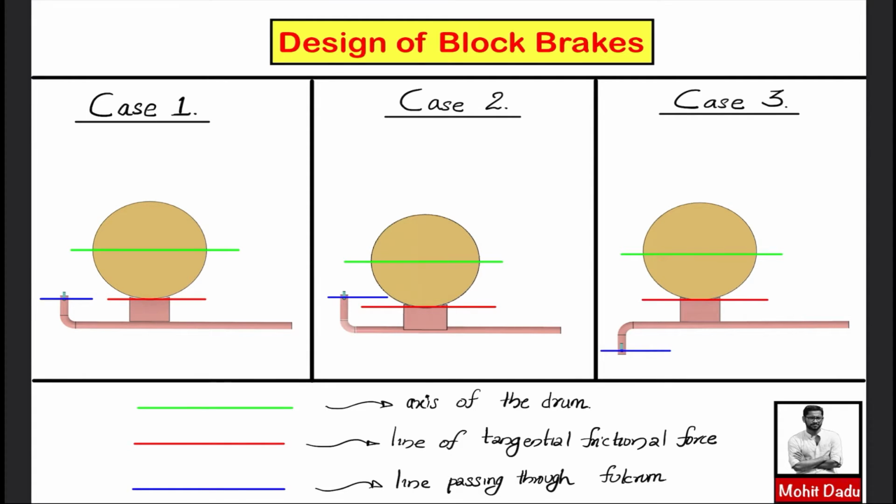In the second case, the line passing through the fulcrum, the blue line, comes in between the green and the red. And in the third one, the blue line comes outside of these two. So it is obvious, you can understand clearly from these representations. These are the different cases of block brakes we have to analyze.